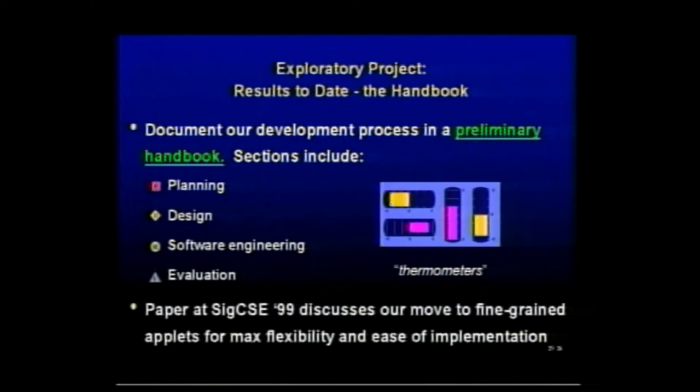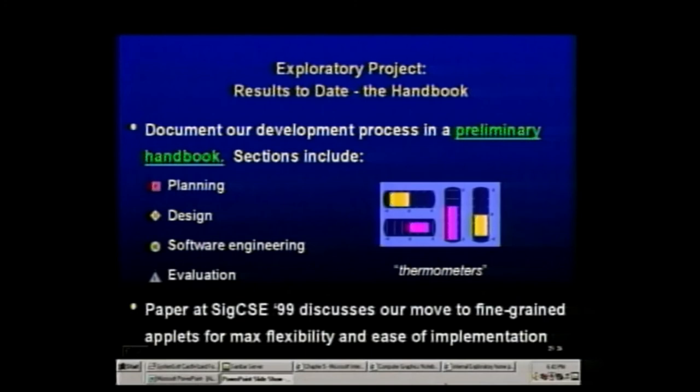Let me quickly take you through the thing that I think is actually most important about what we're doing, which is this capturing of experience in the handbook. We have a very preliminary handbook. It has four sections: planning, design, software engineering, and evaluation. We found that when we started instructing our undergraduates, we gave them way too little guidance. Most of them had never designed anything before. So the templates that we gave them were insufficient. We're now trying to give them a much richer knowledge base on how you do these kinds of applets. So we'll just show you a very little bit of it. Demo be willing.